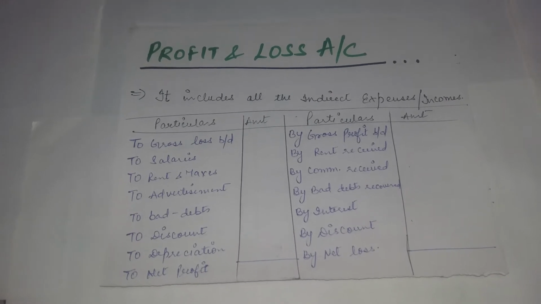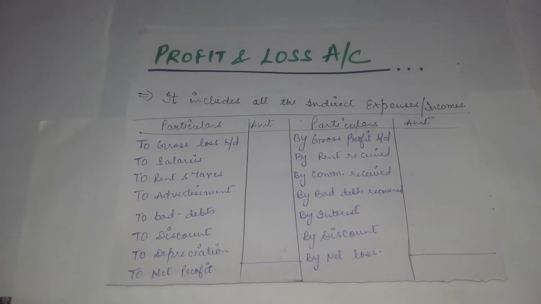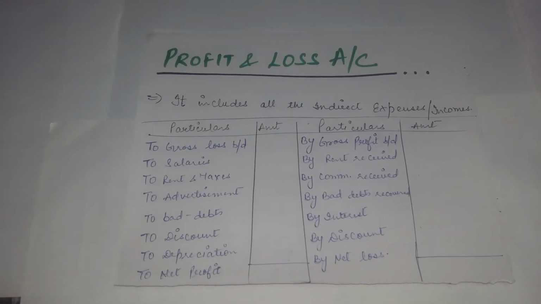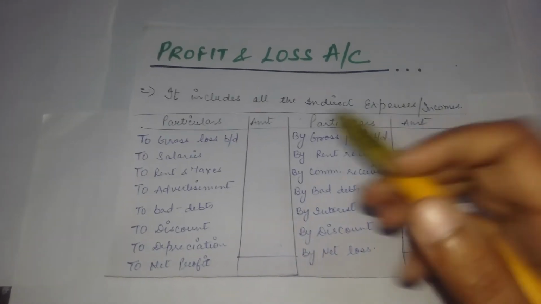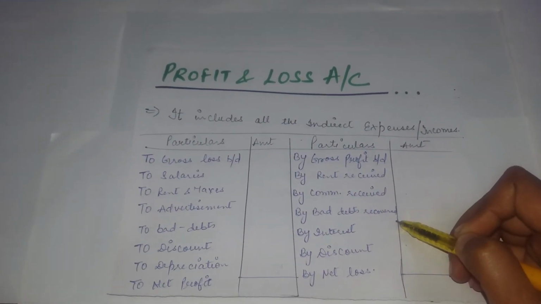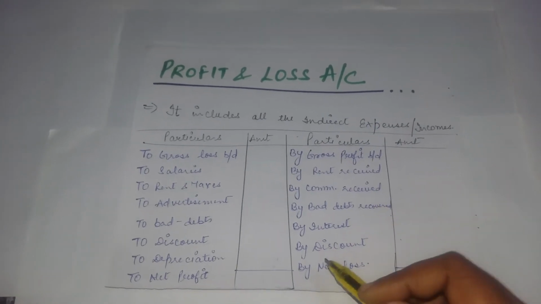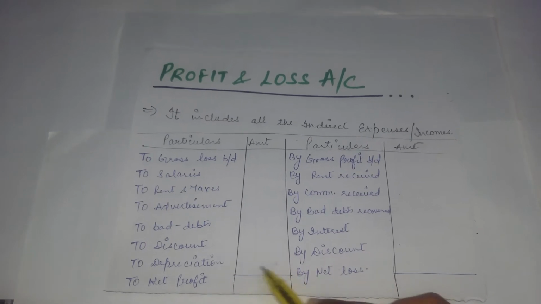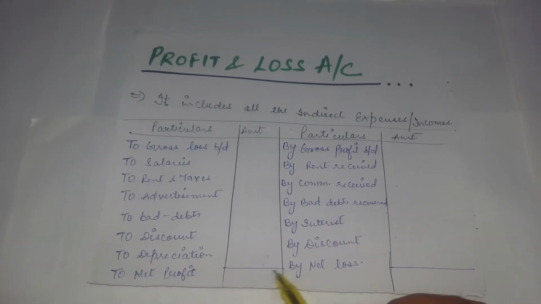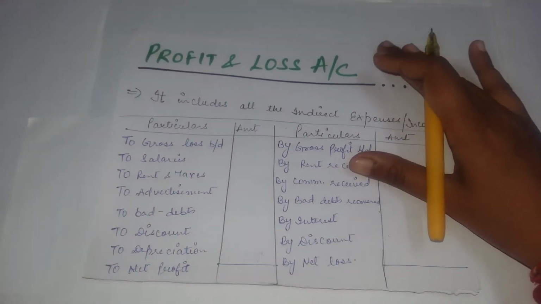etc. Net profit. And on the credit side we have rent received, commission received, bad debt recovered, interest, discount, etc., plus your net loss. On the debit side we have all the payments, and on the credit side we have all the receipts and incomes. Your net loss and net profit is again your balancing figure, and these two will be shifted directly to your balance sheet.